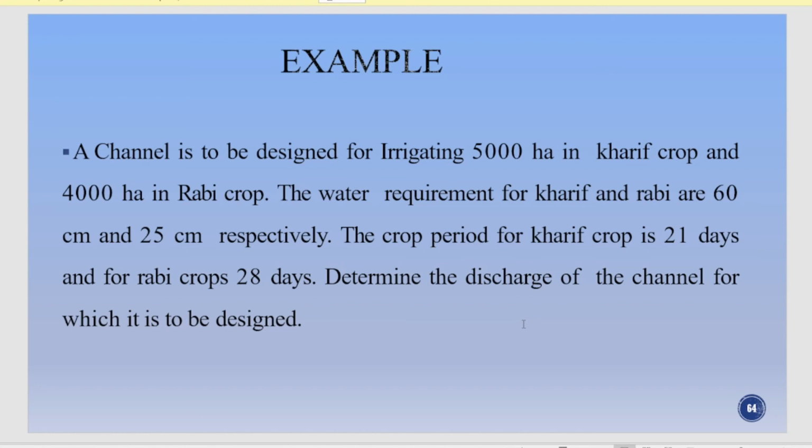Okay, right. So let us first write down all the given data. 5,000 hectares of land for kharif crop, 4,000 hectares for rabi crop. This is the area which is to be irrigated under different seasons. Okay, and the depth of water, which is delta, for kharif season is 60 centimeter and rabi is 25 centimeter respectively. And also write down the crop period, which is the base period: 21 days for kharif crop and 28 days as base period for rabi crop. We need to determine the discharge of the channel that is required.